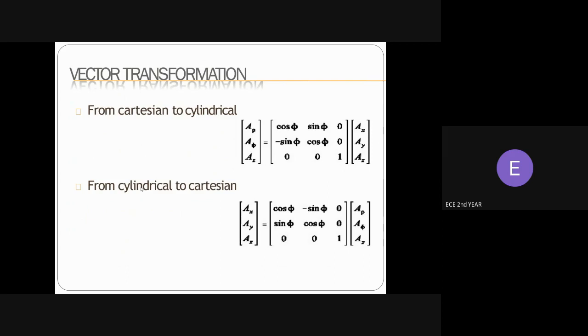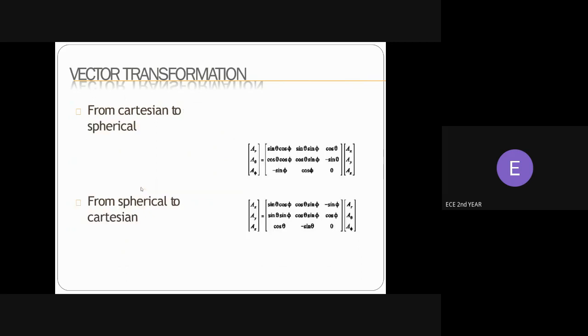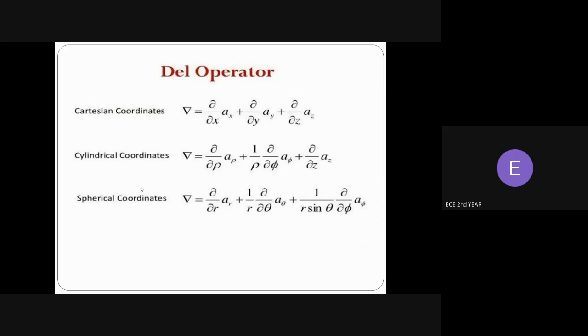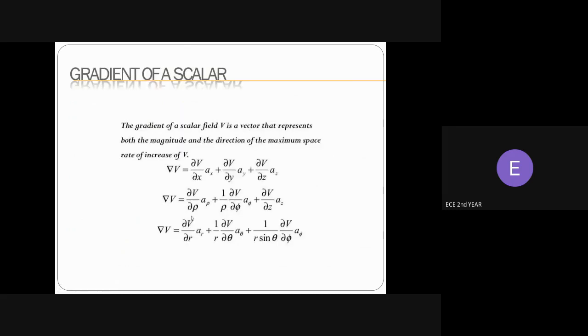And the second type of transformation is the vector, how to convert a vector from one coordinate system to the other coordinate system. And the two operators, the first operator we saw is del, and for each coordinate system we have given the formulas. And this is one particular operation, the gradient of a scalar, where we apply del to the scalar V. That is called a gradient.